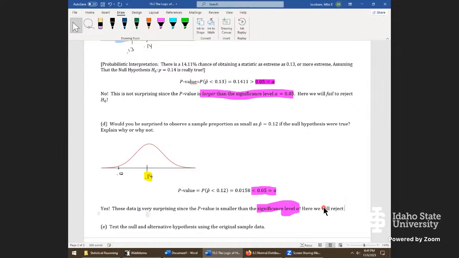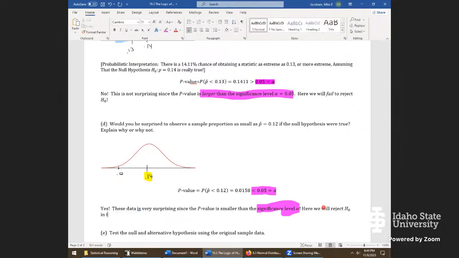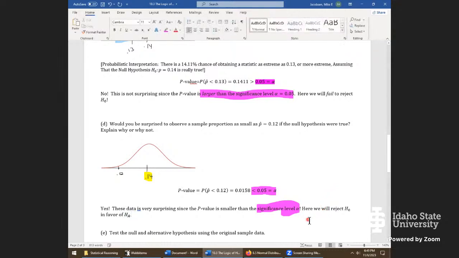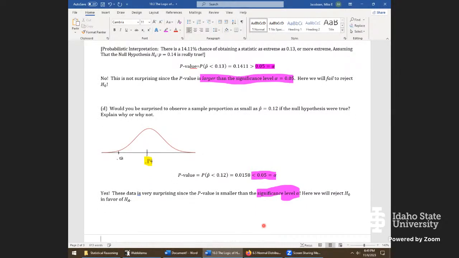We will reject H naught. We really will reject it in favor of HA. We'll be practicing on writing out those practical interpretations, but we already have a pretty good background for doing that. It wouldn't be too bad. Well, when we come back on Tuesday's class, on part E, we're going to test our data and see what happens with our data, and we'll write out that practical conclusion.